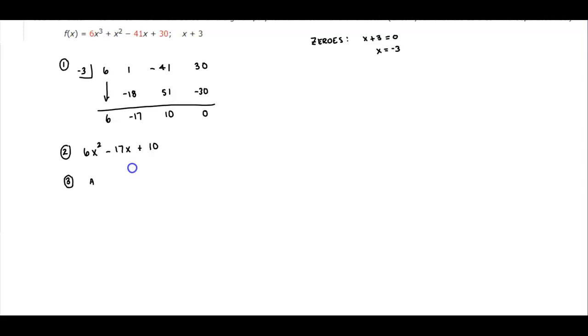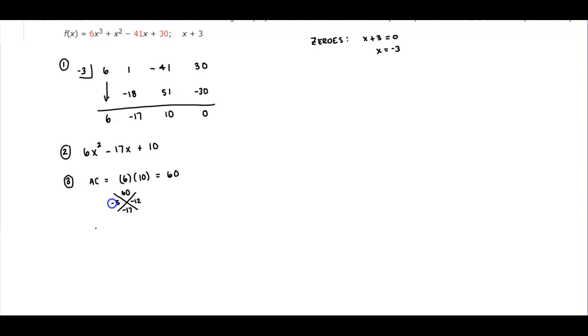So the AC method is that we're going to take the value of 6 and then multiply it by 10, which gives us 60. Okay, and then we're going to write the number 60 here, which is AC, and then -17. So what two numbers can we multiply to get positive 60 that when we add we get -17? So the two numbers are -5 and -12. If we multiply those two together, we get positive 60. When we add them together, we get -17.